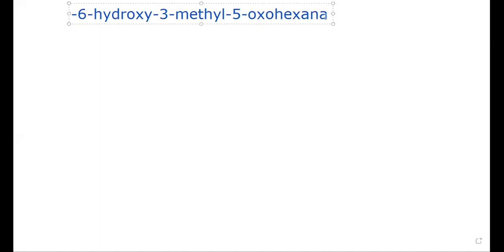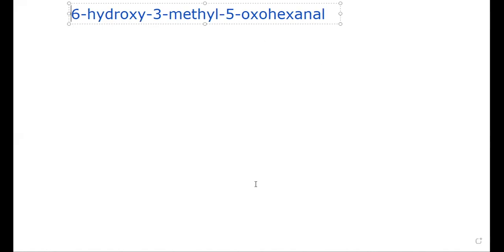Oops, this is supposed to be hexanal. So I missed the L here. Hexanal. There you go. Let me explain something to you. In organic chemistry, we have the priority of the functional groups. Let me put it here. Functional groups priority order. Yes, this. Okay, so this is what you have to name first.